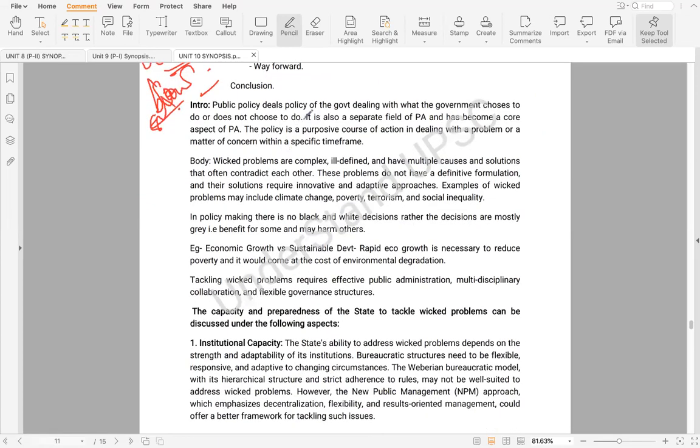Okay. Public policy, again, a standard introduction. Public policy deals with the policy of the government, dealing with what the government chooses to do or not choose to do.